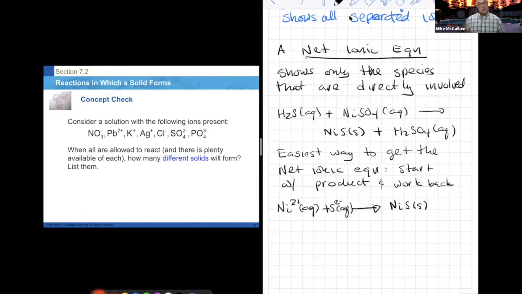It's easier to start with the product and break the product up than go the other way and eliminate things, right? Typically in a problem, you'll be given a precipitation reaction or potential precipitation reaction, and you'll be asked to write the molecular equation, the full ionic equation, and the net ionic equation, okay?